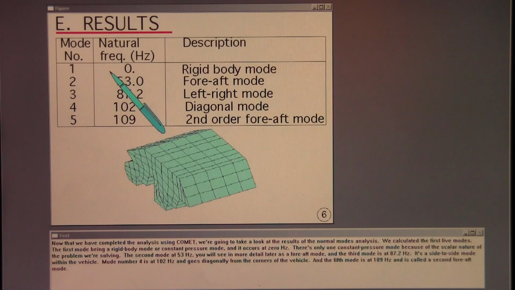The second mode at 53 Hertz, you will see in more detail later, is a fore-aft mode. And the third mode is at 87.2 Hertz. It's a side-to-side mode within the vehicle. Mode number 4 is at 102 Hertz and goes diagonally from the corners of the vehicle. And the fifth mode is at 109 Hertz and is called a second fore-aft mode.